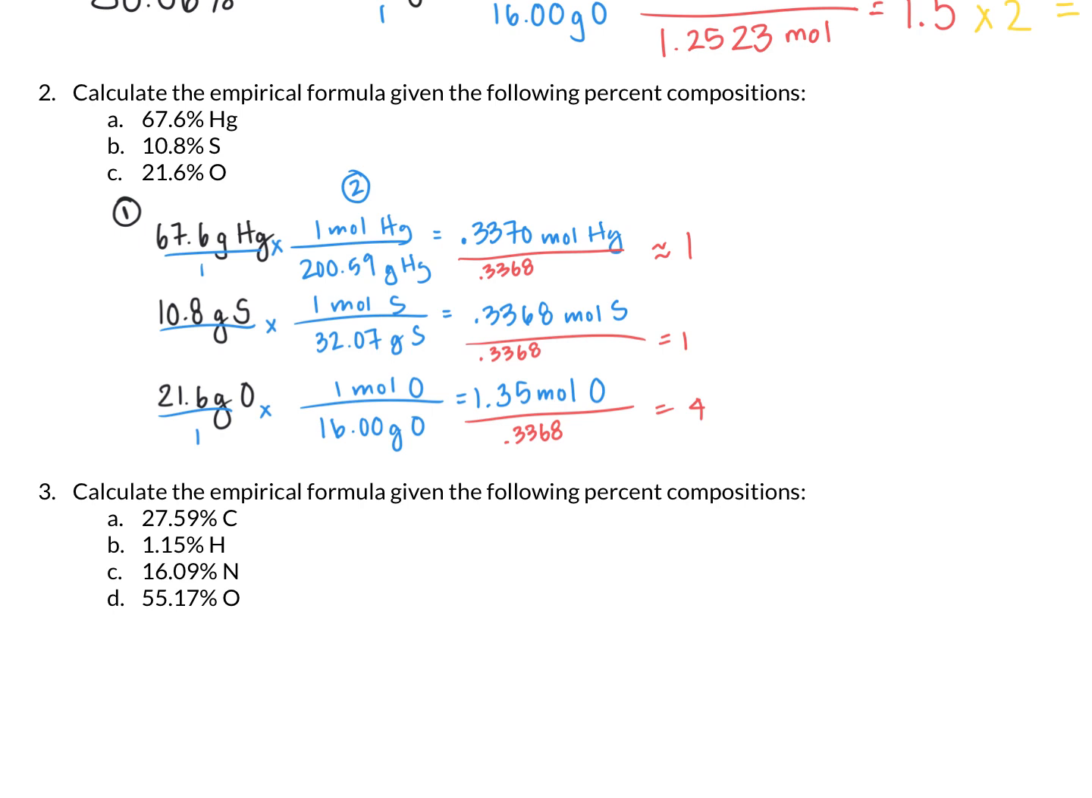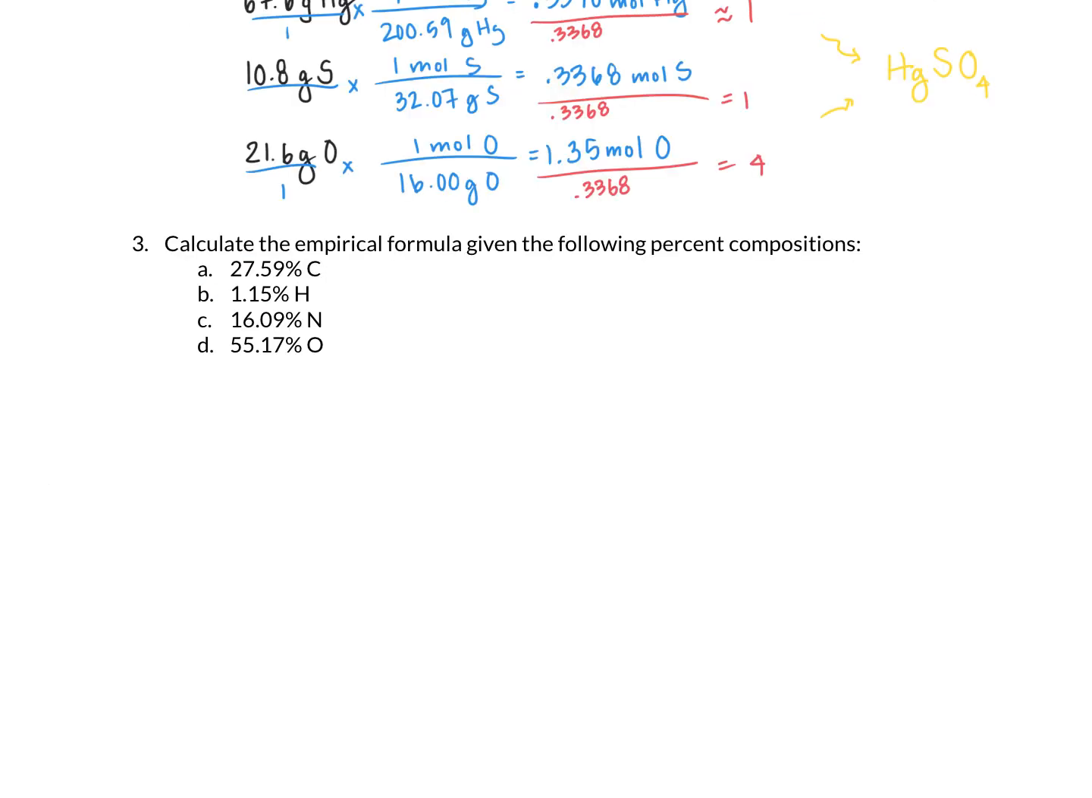So I actually don't have to multiply them by anything to get our chemical formula, which is Hg subscript 1, which I don't have to write, S subscript 1, which I don't have to write, O4. So there is our empirical formula, the smallest whole number ratio between the atoms in this compound. Okay, you should be able to do number 3 on your own. If you got that as your answer, you're doing great.